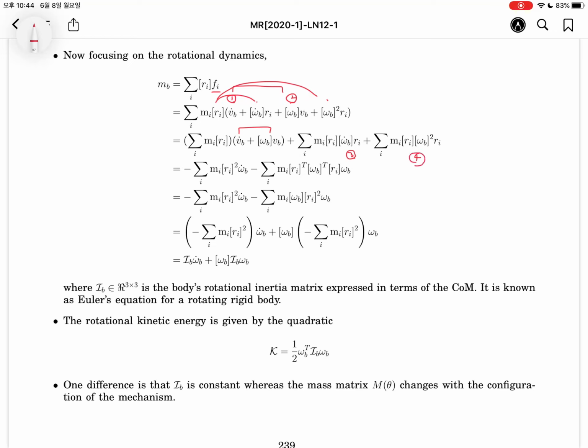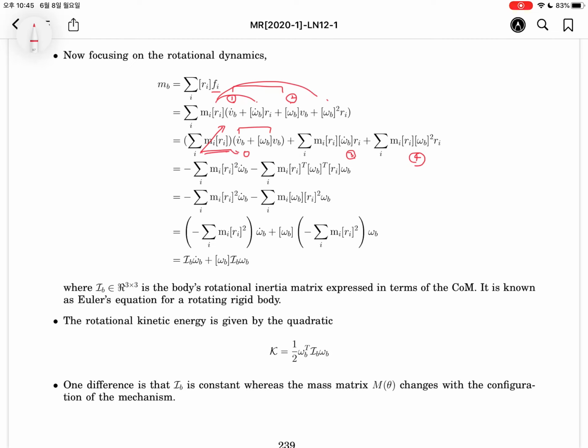Okay. In front side, both two terms are independent of the Ri, so we know that this vector appears in front of these two terms. Okay, according to the definition of the center of mass, it must be the zero matrix. Okay, so it will disappear.